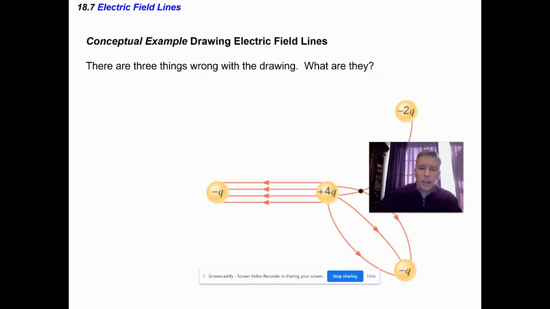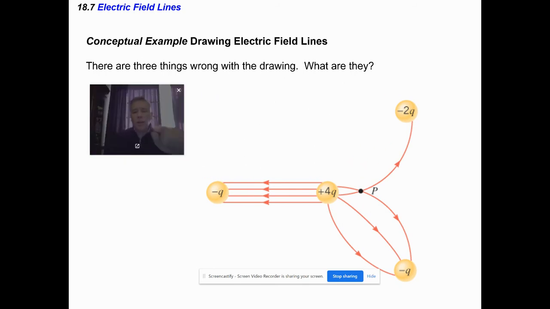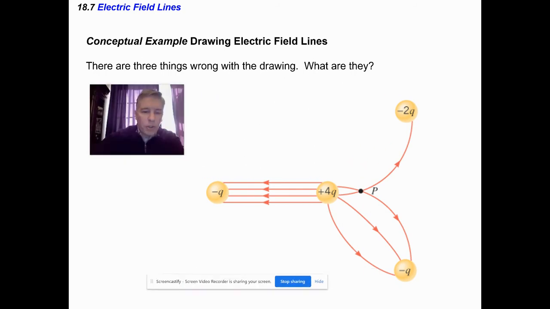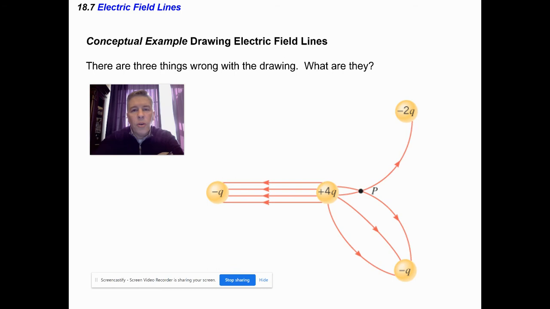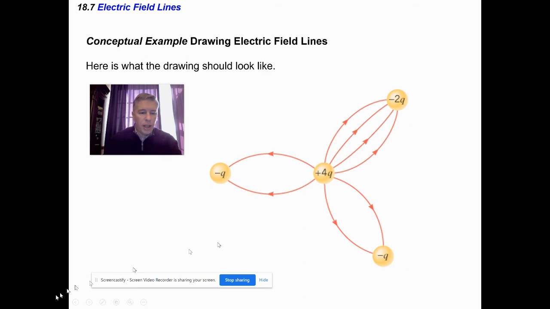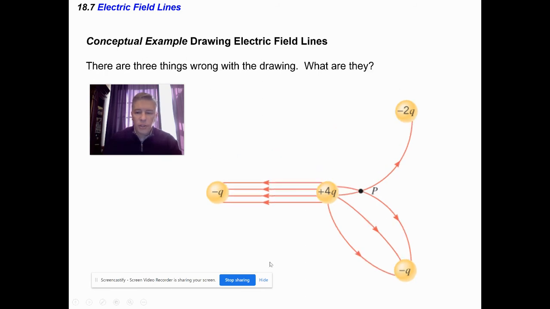That brings me to a neat little concept question here. There are three things wrong with this little picture. Feel free to pause the video and think about it. What do you think is wrong with this picture? Now, looking at it, there is one that I just mentioned. I have point P here, a point where the two lines have crossed over each other. This can't happen. You can't have them cross.